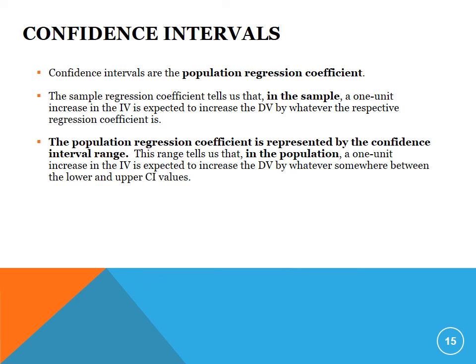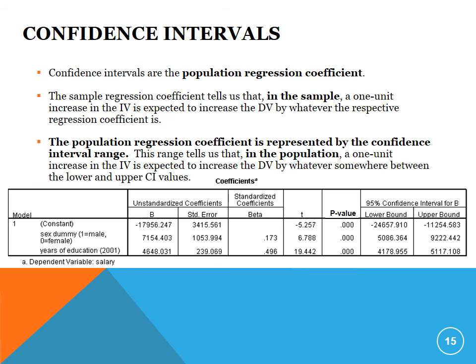So for the population regression coefficient, that confidence interval is just telling us that in the population, as the independent variable increases by 1 unit, the dependent variable increases by that range, that lower and upper confidence interval range that you see there in the output. So let's take a look. We've got two variables here being regressed on salary. The two variables are gender and education.